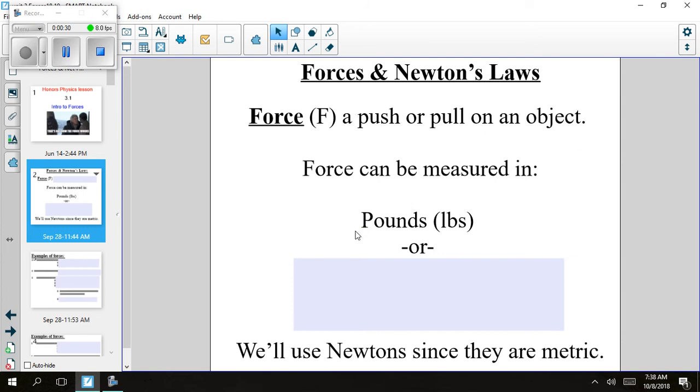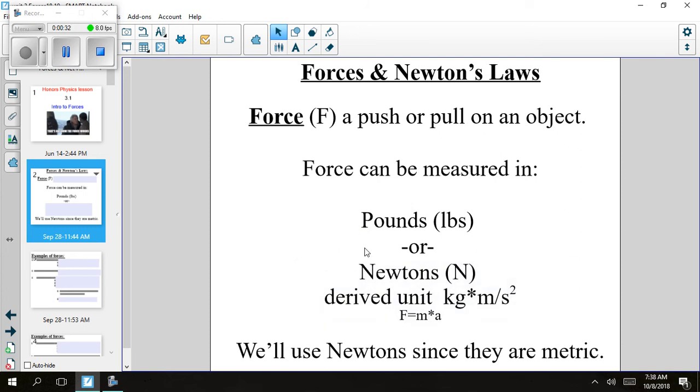We can measure it in pounds, or what we're going to be measuring in this class is newtons. A newton is a derived unit coming from mass times acceleration, so kilograms times meters per second squared. And technically, this F equals ma is Newton's second law, good old Newton. But we'll talk a little bit more about it in the next section, which is 3.3. In 3.2 we'll go through his first law, the law of inertia.